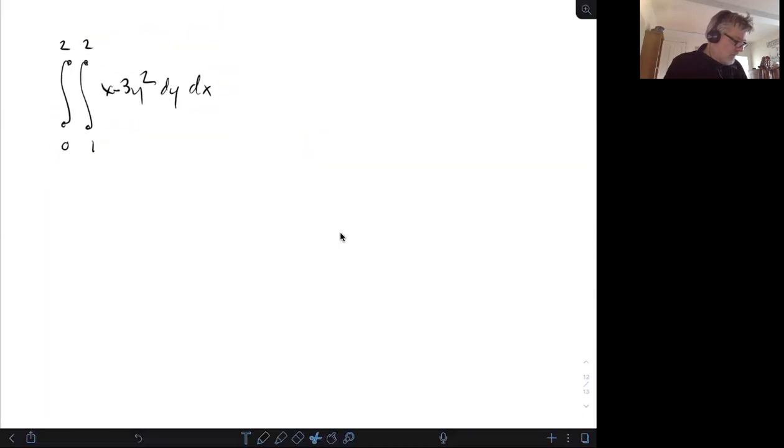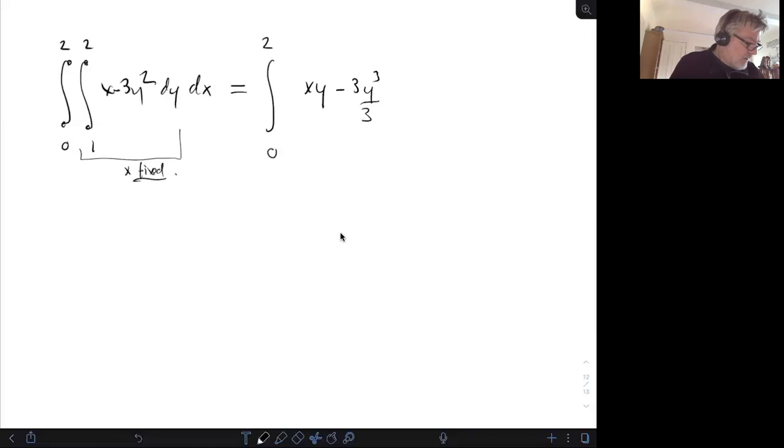All right, so I'm going to compute this iterated integral. Okay, again, always inside part first, right? So the inside part is an integral with respect to y, so x is fixed. So I'll just write the outside part, that's just there. So I'm integrating inside with respect to y, okay? So the integral is what? xy minus 3y cubed over 3 between 1 and 2, right? So this is the inside part.